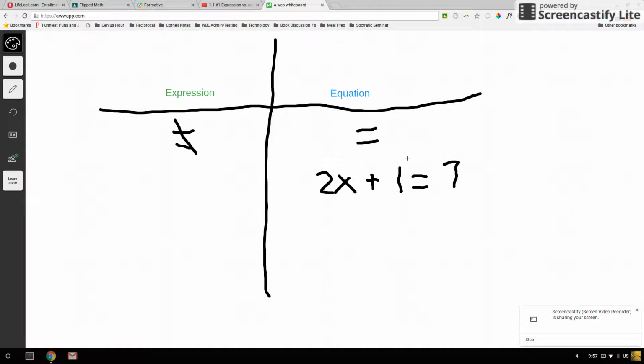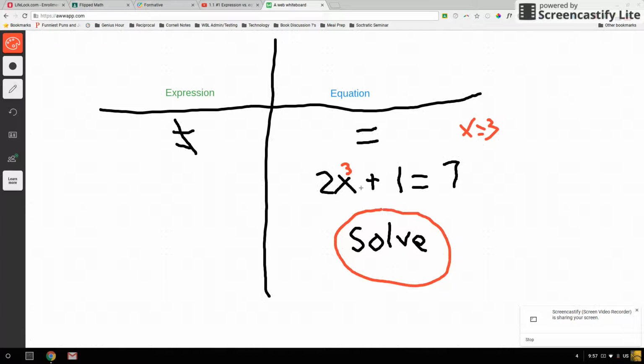We could solve this. So one thing you can do with equations is you can solve them. I can look at this equation and work backwards and figure out that x is 3, because I could put the little 3 in for x. 2 times 3 is 6, plus 1 equals 7. I can solve for a variable in an equation, where I can't solve for a variable in an expression.